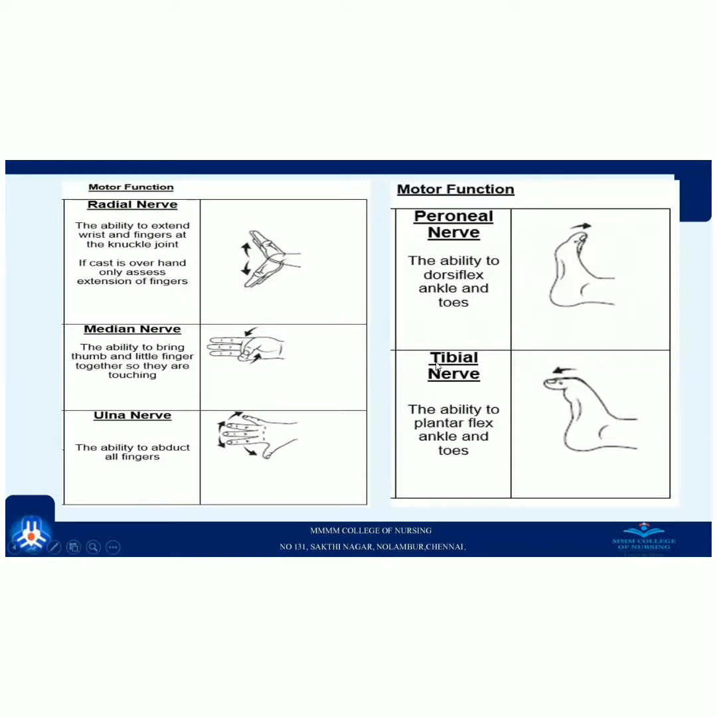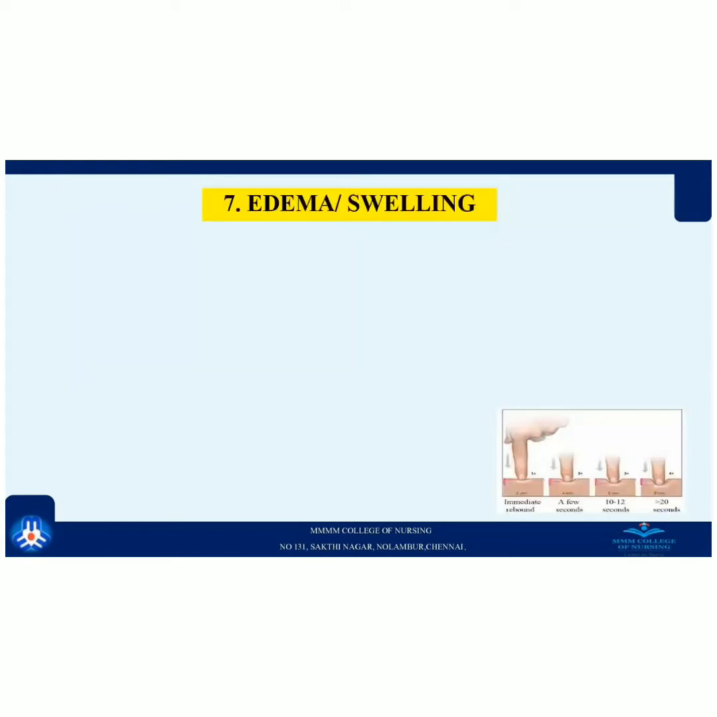Coming to the motor function in the lower limb, again, two common nerves which could be assessed are the peroneal nerve and the tibial nerve. Peroneal nerve can be assessed by dorsiflexing the ankle and toes, whereas tibial nerve can be assessed by plantar flexing the ankle and the toes. These are the five nerves in the upper and lower limb that could be assessed to interpret the motor function of the affected extremity. Next, we'll see about edema or swelling.